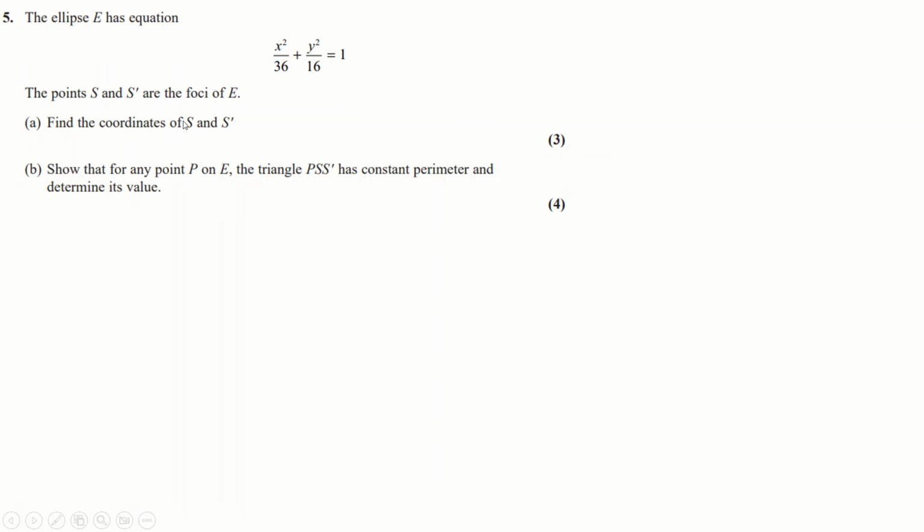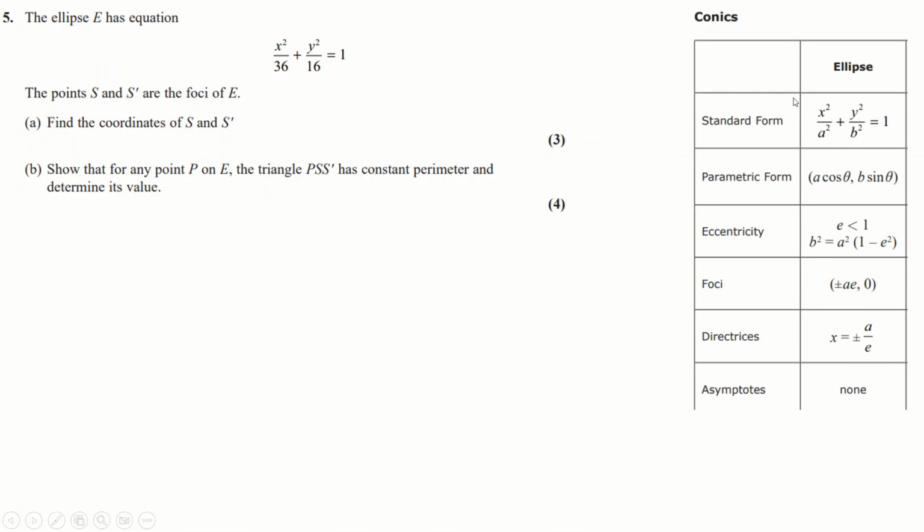Firstly, it seems like this first bit, well, how are you going to find the foci if you've never seen ellipses before? Well, just look in the formula book. Here it is. Everything you need to know about ellipses right here. So standard form is this. They've given us that, so we know that a is 6 because 6 squared is 36, and b is 4. So we'll use that. And then look, it says the foci are found at plus minus AE, 0. But what's E, you wonder?